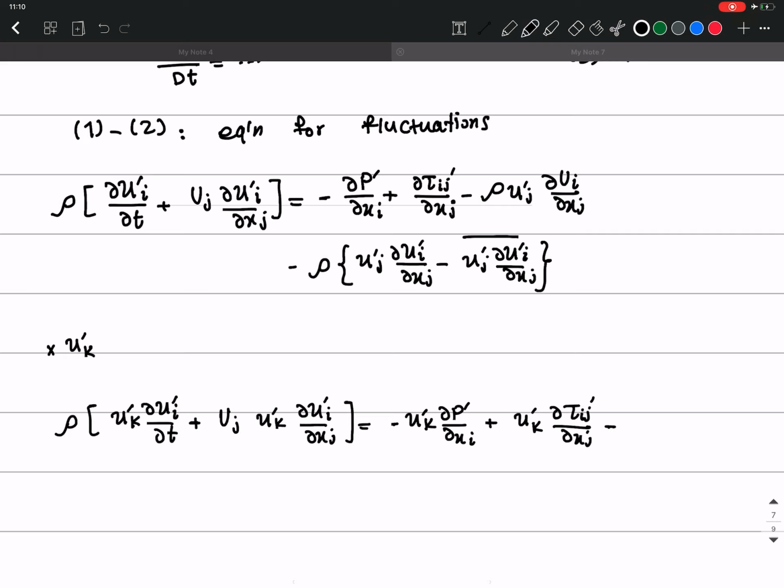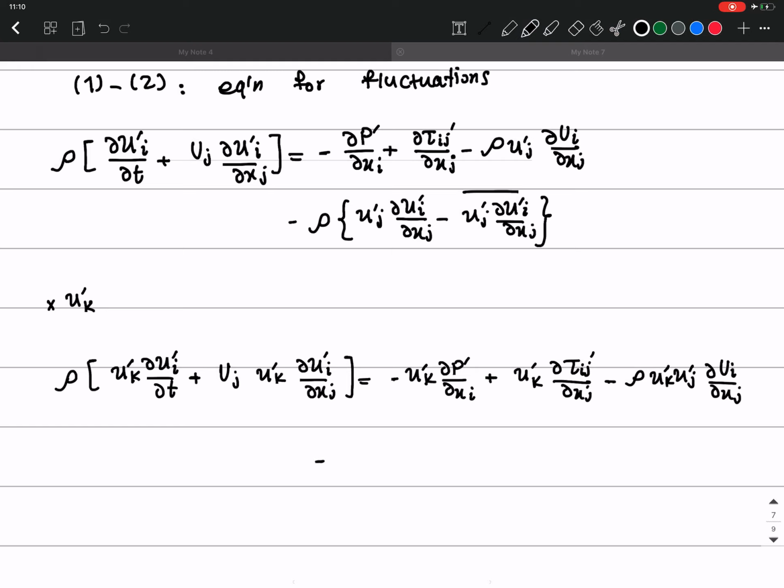And then the third term is going to be minus rho u prime k u prime j partial capital Ui over partial xj, minus rho u prime k u prime j partial u prime i partial xj, plus rho u prime k partial u prime j partial u prime i over partial xj, with a bar. So we have a bar here.